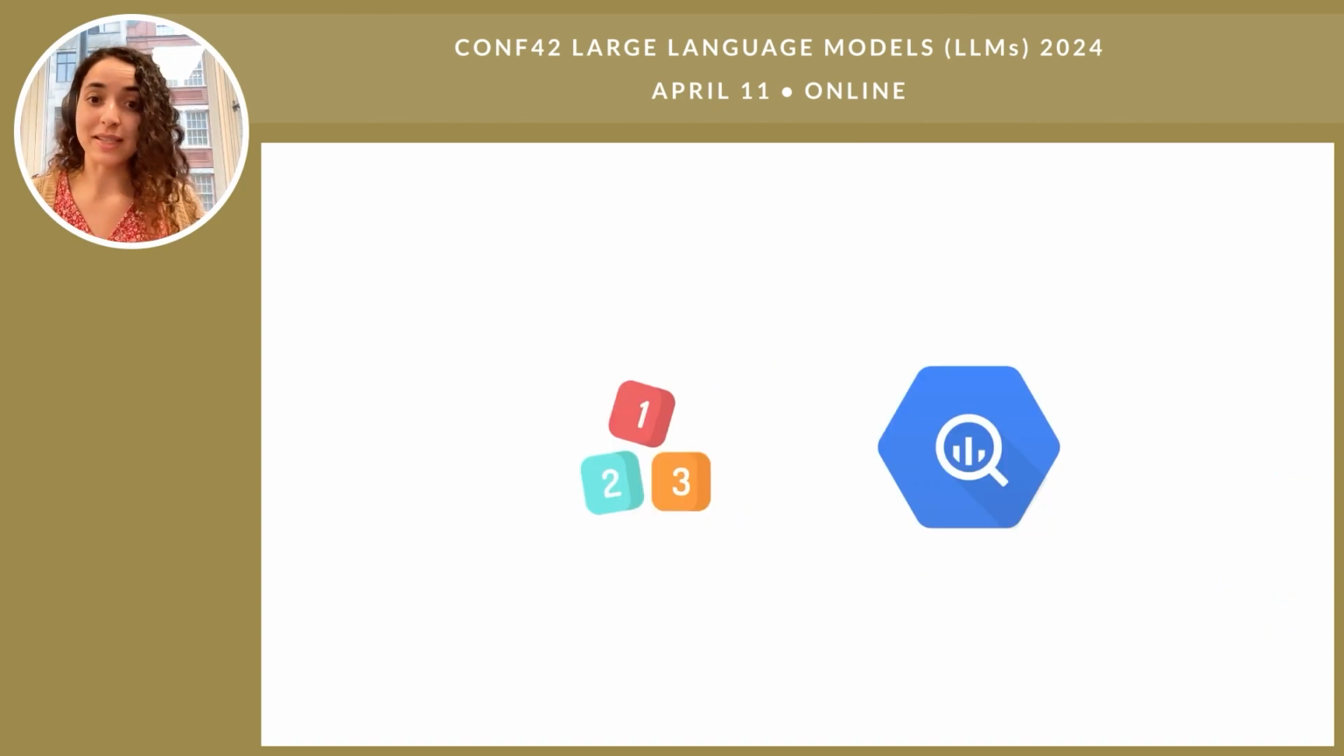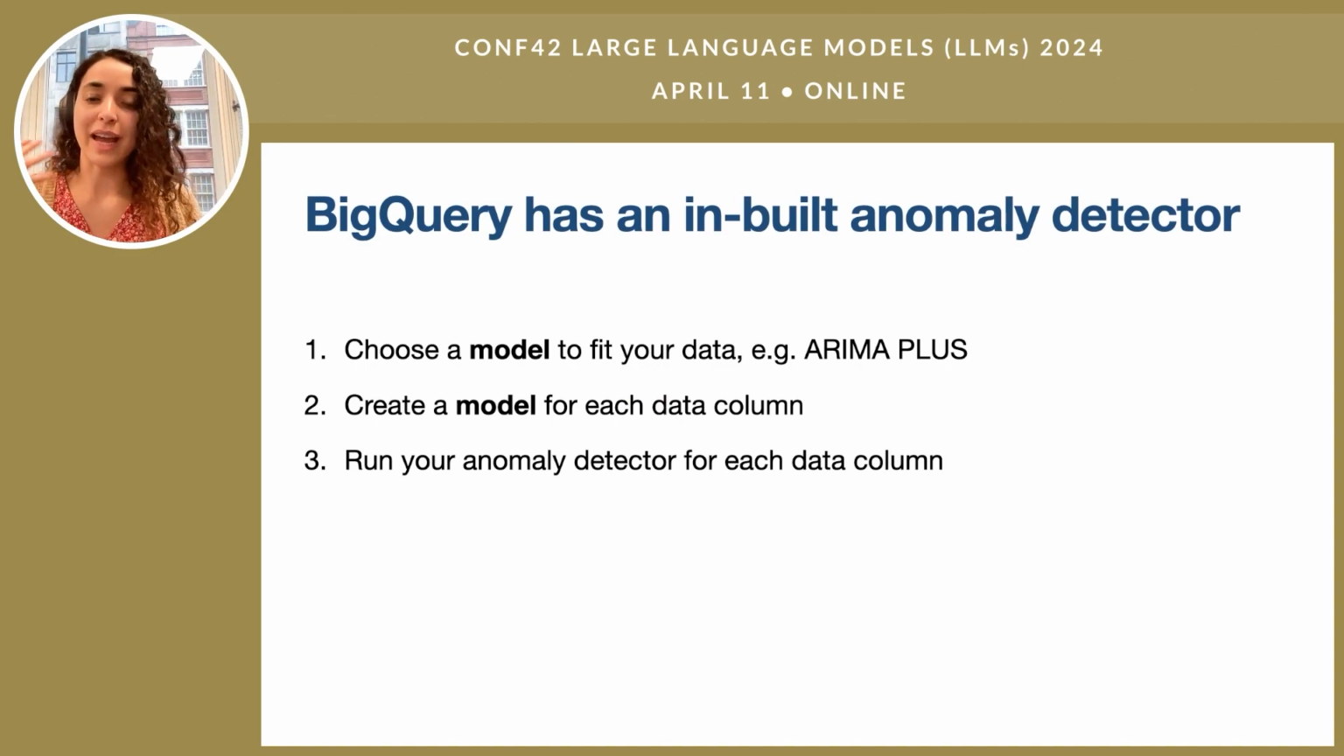There's lots of options out there, but one of the ones I tried out was actually BigQuery. So why did I choose BigQuery? BigQuery actually has an inbuilt anomaly detector that you can use. There are 3 steps to applying it. The first one is you have to choose the model that best fits your data. So in this case, I used an ARIMA_PLUS model, mostly because we're in a time series.